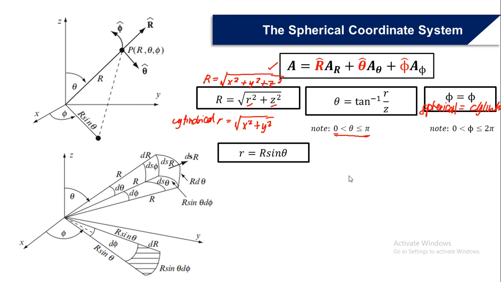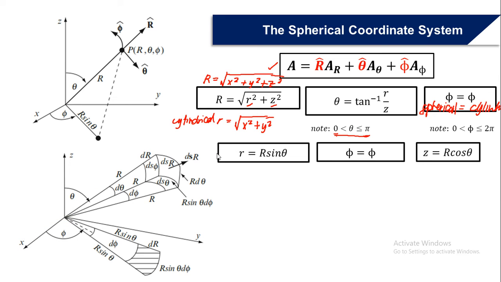Kung baliktad naman, we are going from spherical to cylindrical, we will follow these relationships na ating mga variables. Okay? So, small letter r, ito yung r sa cylindrical, is equal to R sine theta. And yung ating phi sa cylindrical, equal yan sa phi ng spherical. Okay? And yung ating z, as usual, it is equal to R cosine ng theta. Okay.